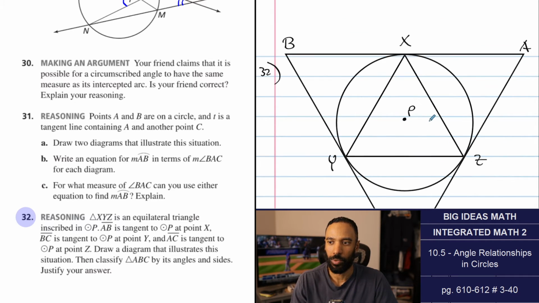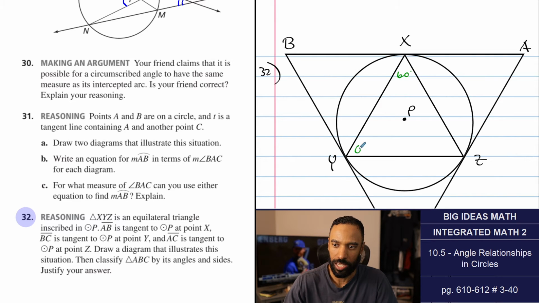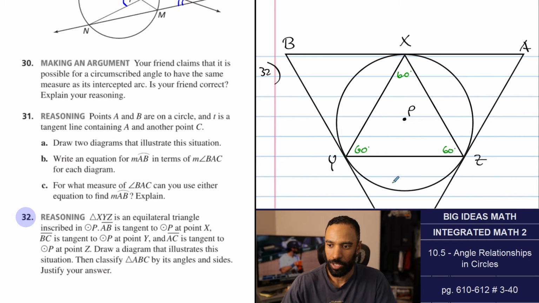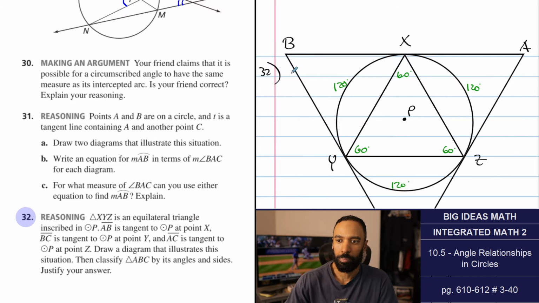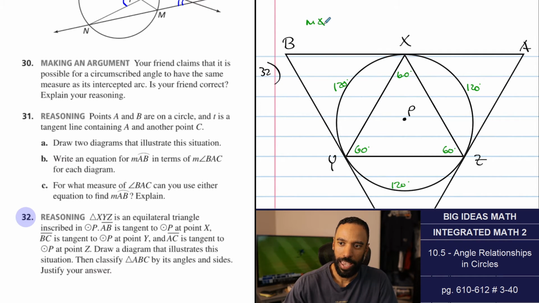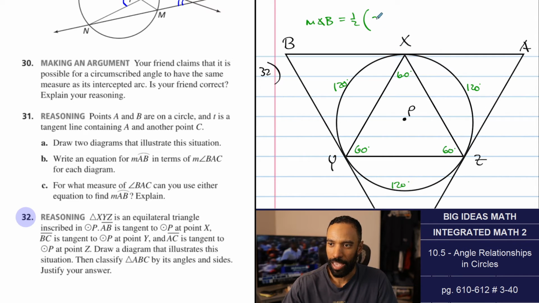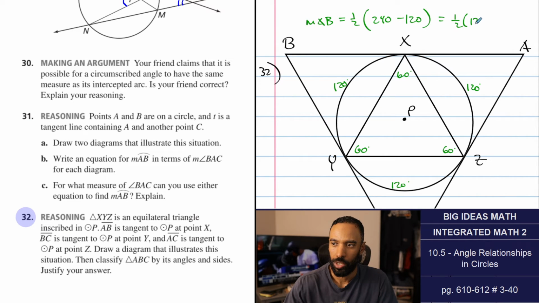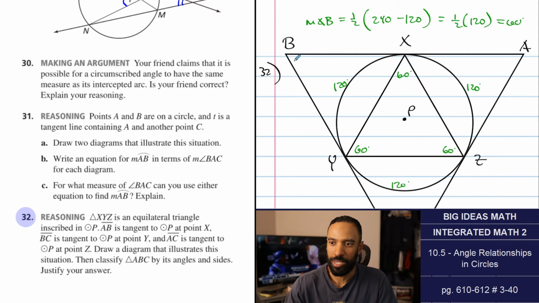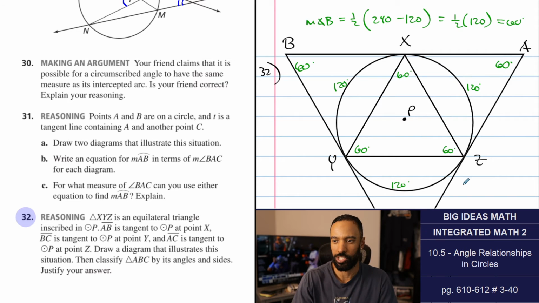But if this was equilateral to begin with, then these are all 60. And if these are all 60, then they're intercepted arcs, right? This is an inscribed angle. Here's an intercepted arc of 120, 120, and 120. Well, B, for example, measure of angle B is going to be half the measure of this big guy of 240 minus the small guy of 120, minus 120, which is half of 120, which is 60. So B is 60 degrees. You're going to find out that A will be 60 degrees and C will be 60 degrees. They all follow the same exact thing.